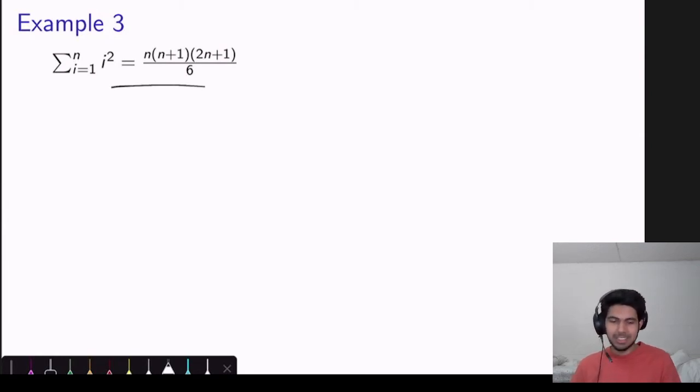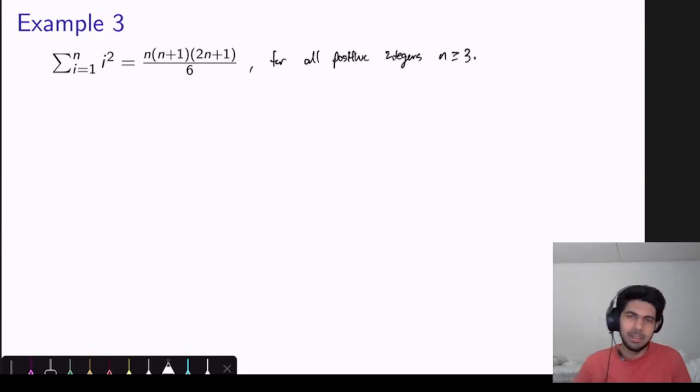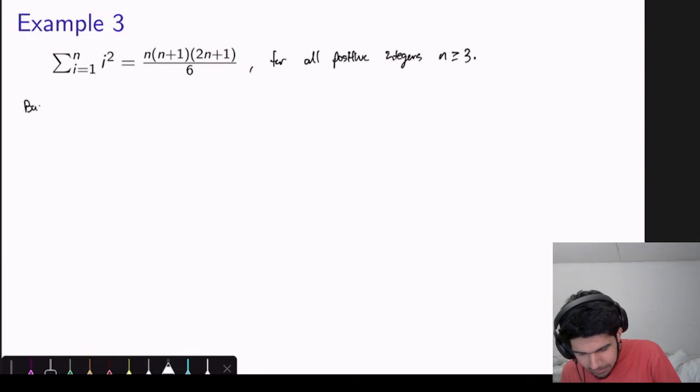So, we're trying to prove this, and unfortunately we're not given a bound on n, but we'll just say, for all positive integers, n greater than or equal to 3. Okay, I guess I just forgot to write it in, but that's all right. Okay, so let's go through it. Base case.